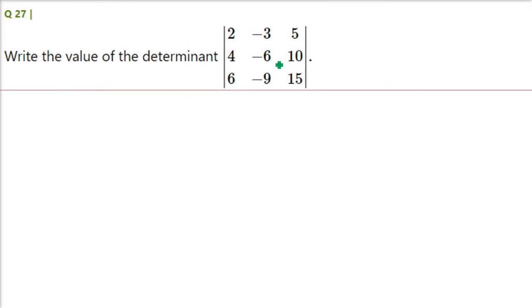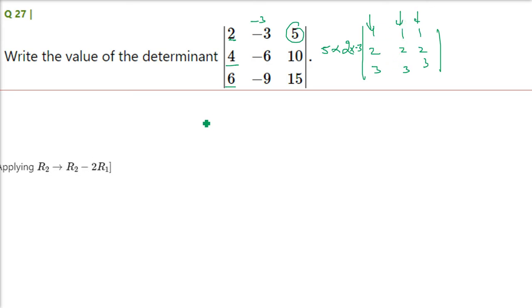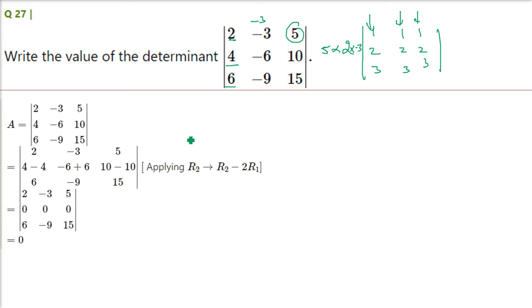Write the value of the determinant. Now you see, as I said, there are multiple ways to do it. 2, 4, 6: 2 is 2 into 1, 4 is 2 into 2, 6 is 2 into 3. So I am just taking 2 outside, and 1, 2, 3 remain inside. Minus 3, minus 6, minus 9: I can take minus 3 outside, and 1, 2, 3 remain. 5, 10, 15: I can take 5 outside, and 1, 2, 3 will remain. So if 2 rows or 2 columns are the same, the determinant will be 0. Here all 3 rows are equal, that means 0, right?